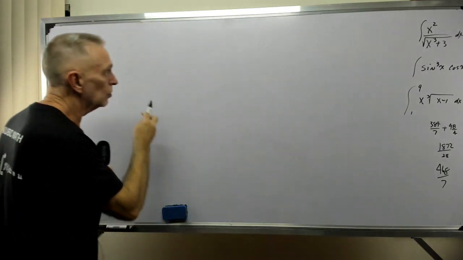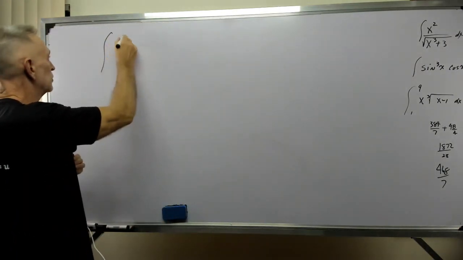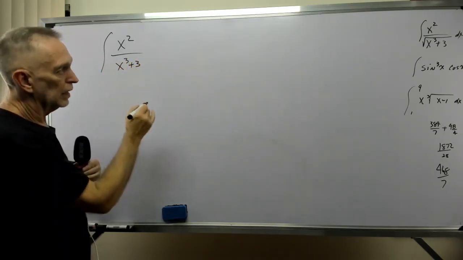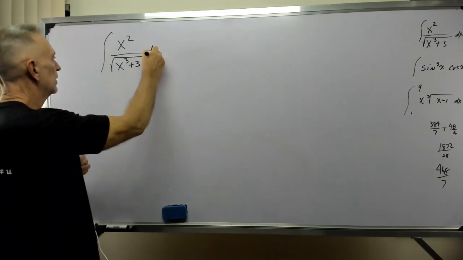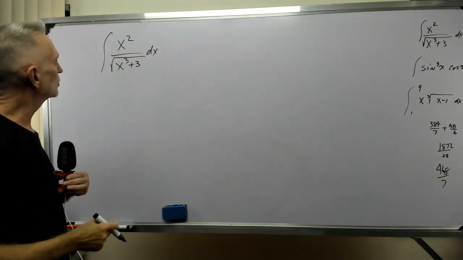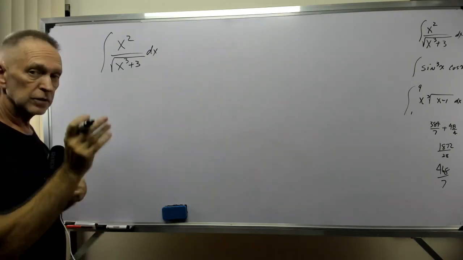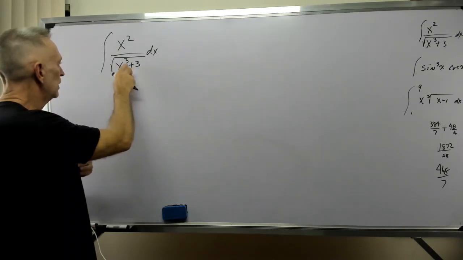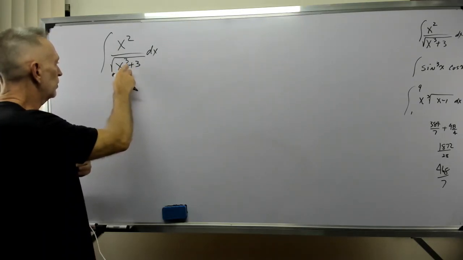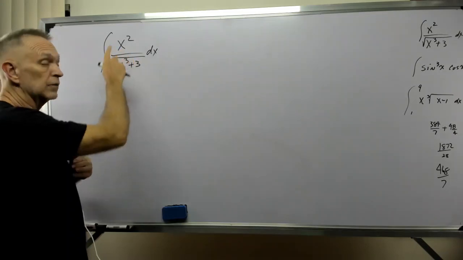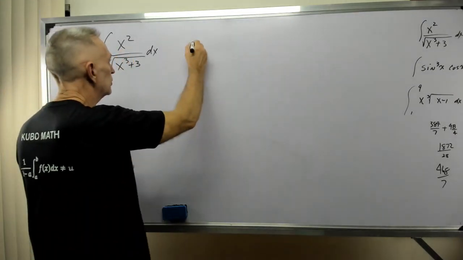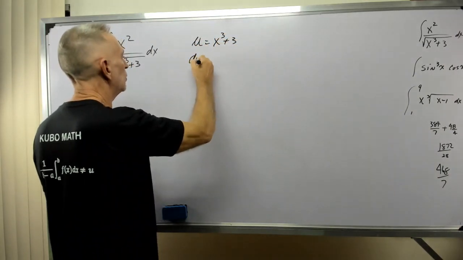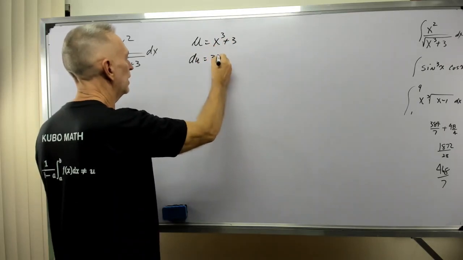All right, let's go with the integral of x squared divided by the square root of x cubed plus 3, integrating with respect to x. Well, similar situation. I can see if I let u equal this, the derivative of u is going to give me a 3x squared term, and that's going to eliminate that one. So let's let u equal x cubed plus 3.